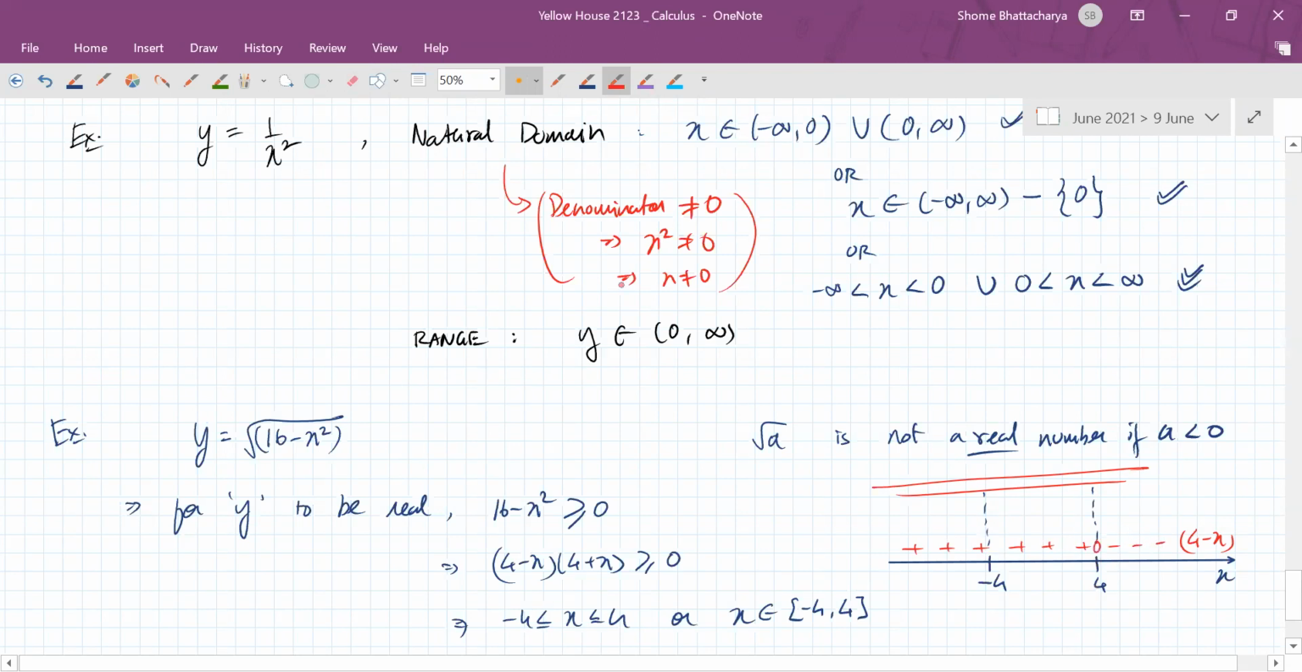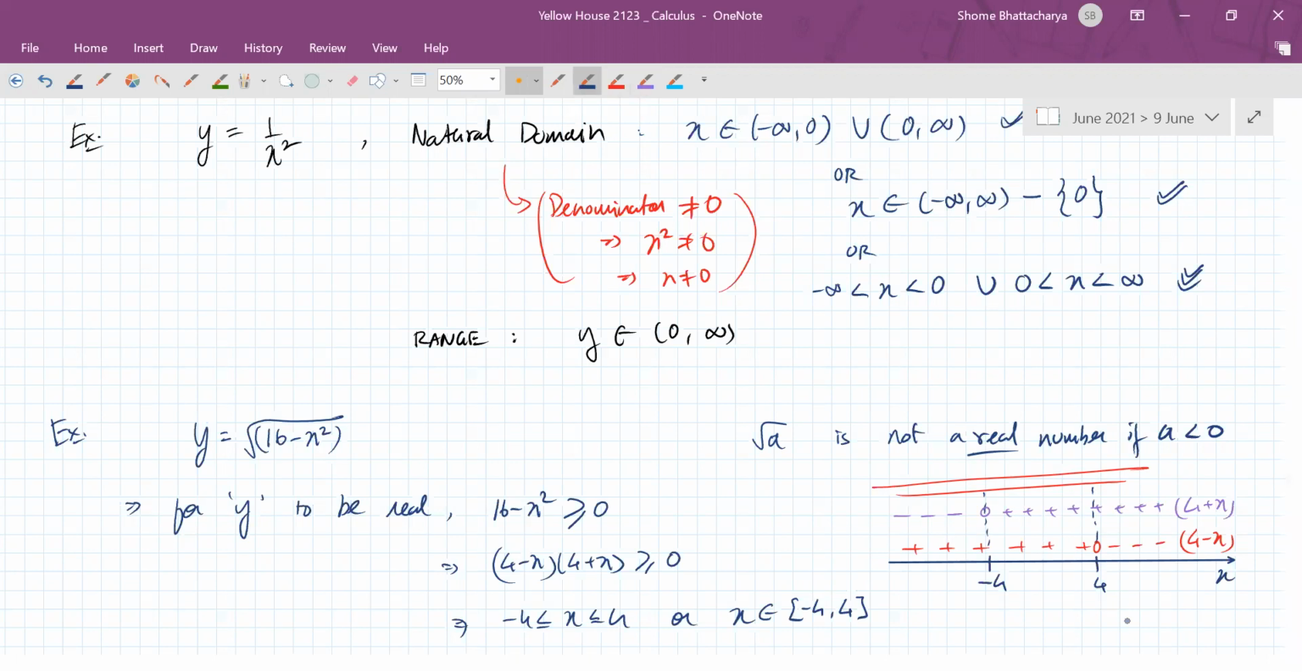And the second factor that we have, 4 plus x, has the critical point minus 4, because as long as x is less than minus 4, it will be negative. At this point, it will be 0. And as long as x is greater than minus 4, it will be positive.